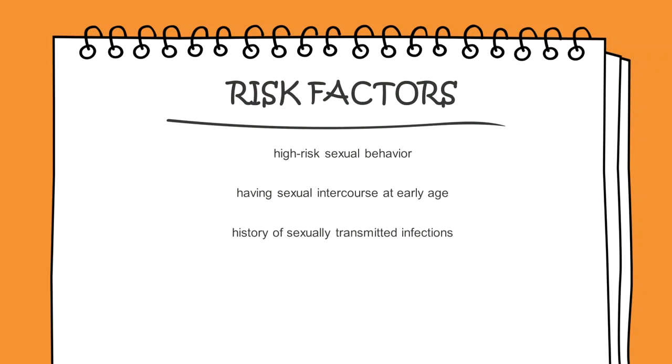The risk factors of cervicitis. First, cervicitis may occur when the individual engages in high-risk sexual behavior, such as unprotected sex, sex with multiple partners, or sex with someone who engaged in high-risk behavior. Second, it can also occur when the individual begins having sex at an early age. Third, people who have a history of sexually transmitted infections also have a high risk of cervicitis.